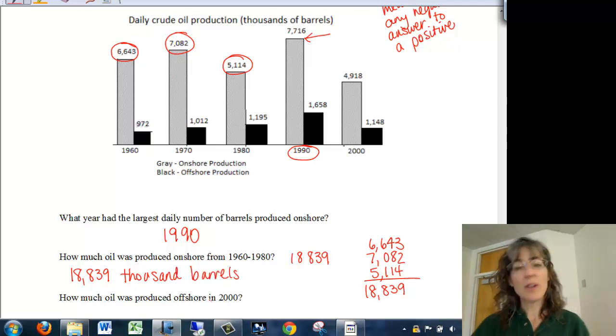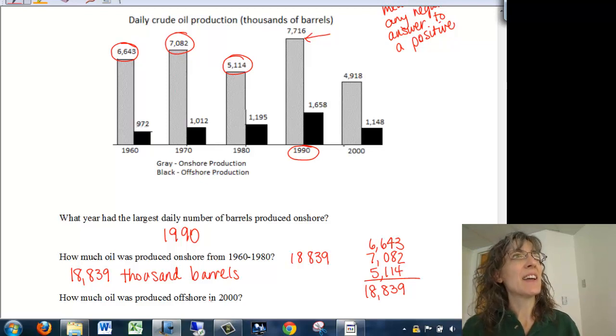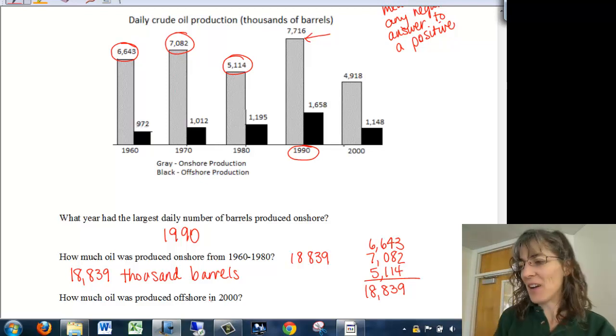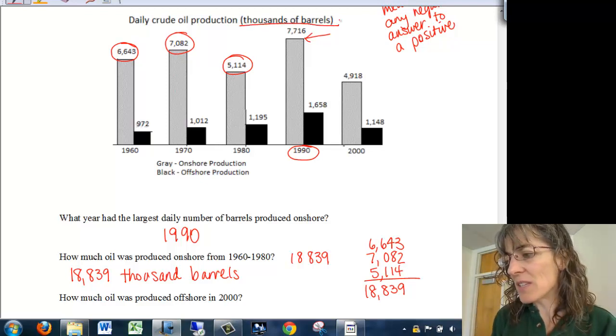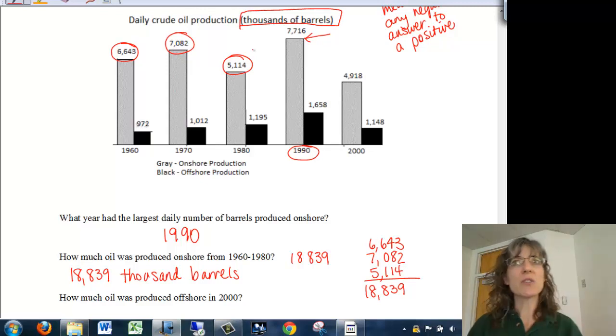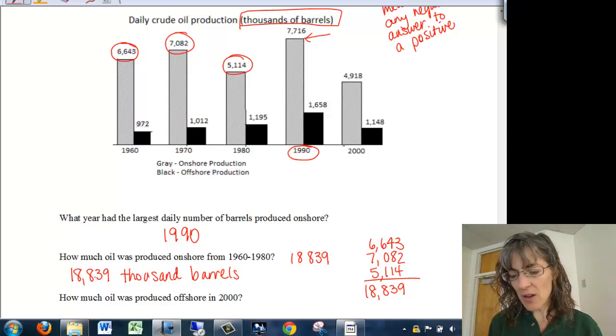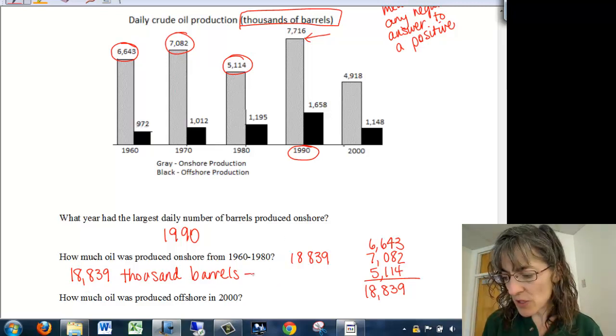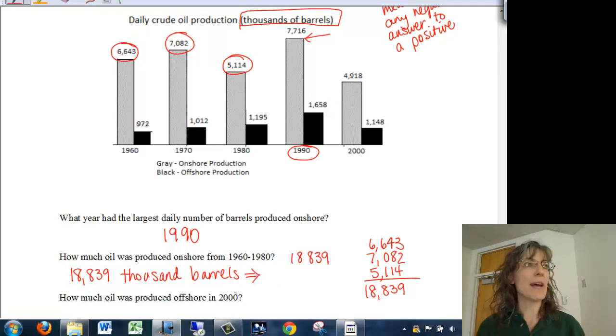Where does it say that? Up there on the title, it says thousands of barrels. Very good. So some of you noticed that our units are not in single barrels. They're in thousands of barrels. So you could say it is 18,839,000 barrels, or how could you write that as just a number without having to use the word thousand?